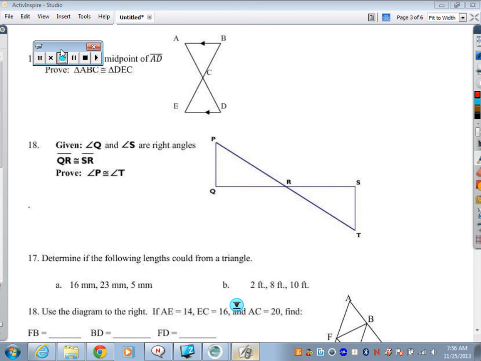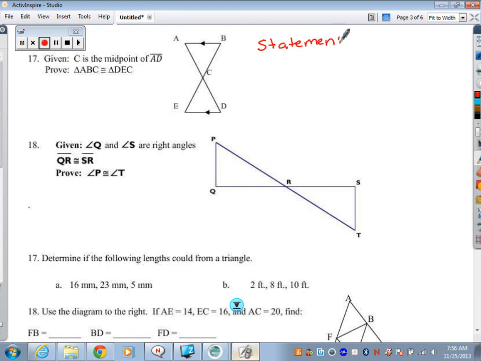Alright, let's do the next proof. Let's fill in our information. We know C is the midpoint of AD. Okay, so we have our statement, reason, given. Well, we're going to write it out.